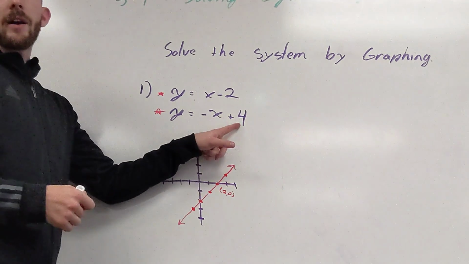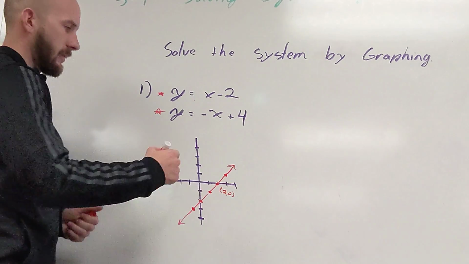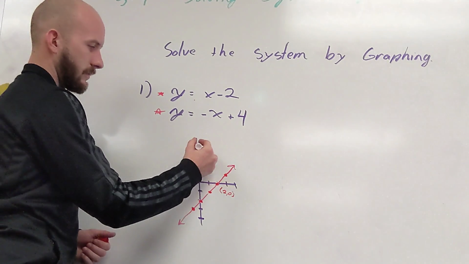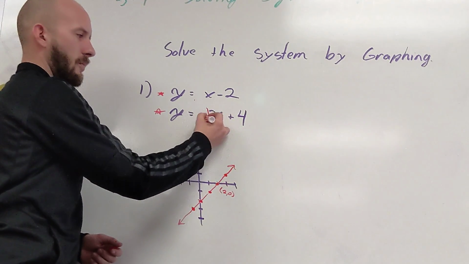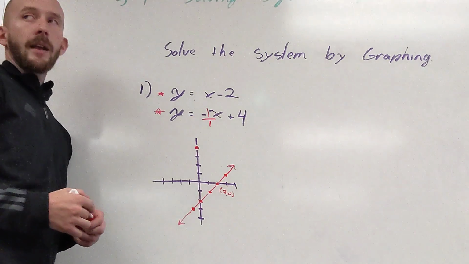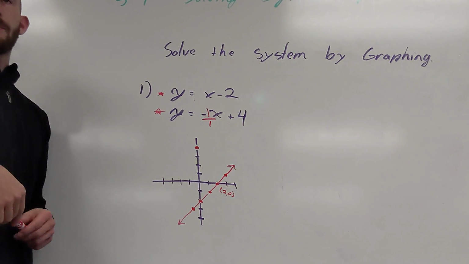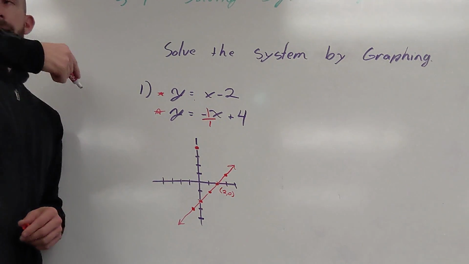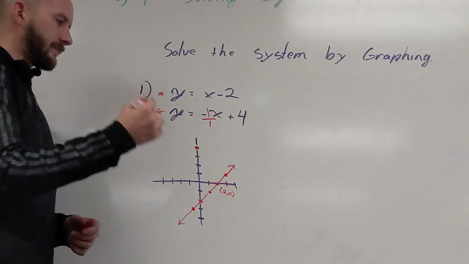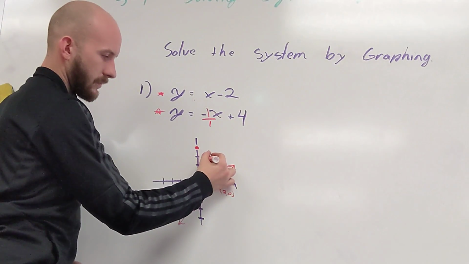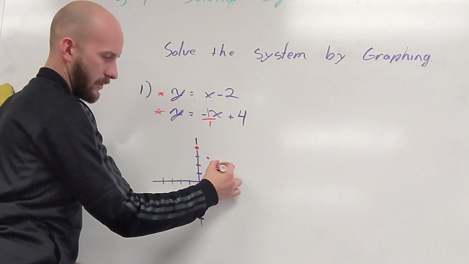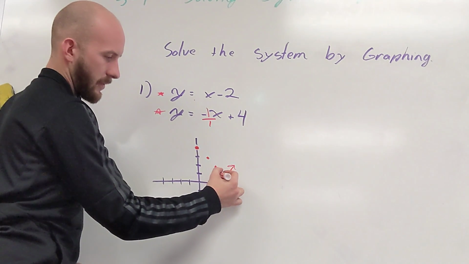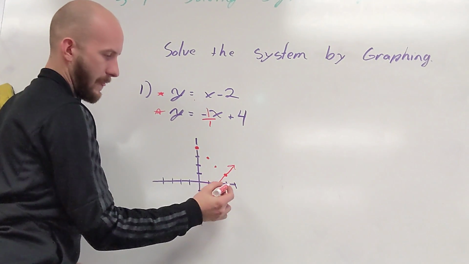So I start with my y-intercept of 4. And then here my slope is -1/1, which means I go down 1, right 1. That would make sense since it's at the top. Okay, so down 1, right 1, down 1, right 1, down 1, right 1.